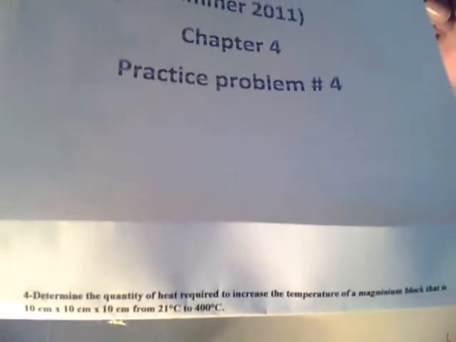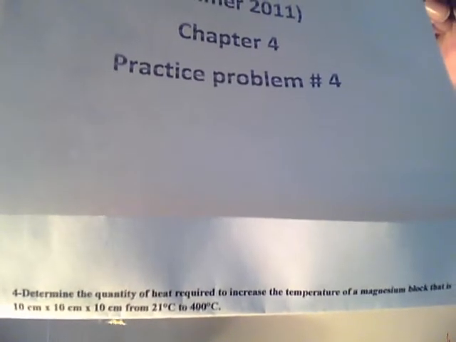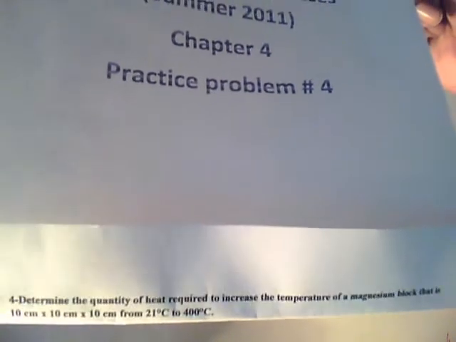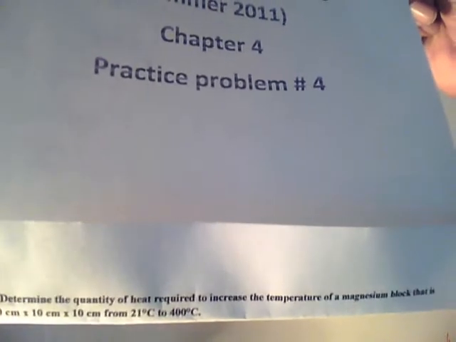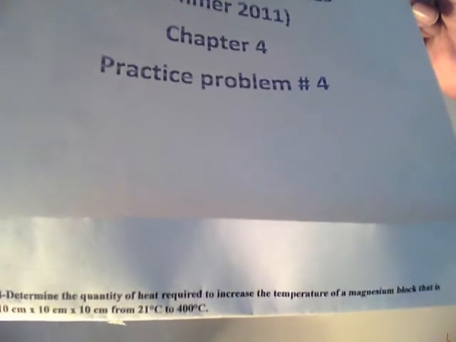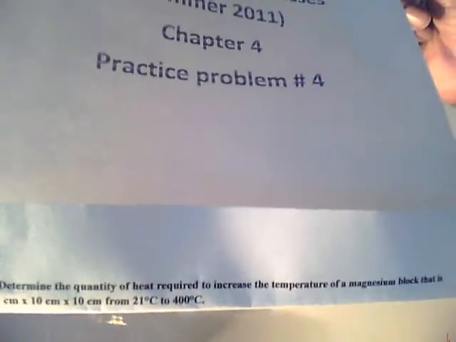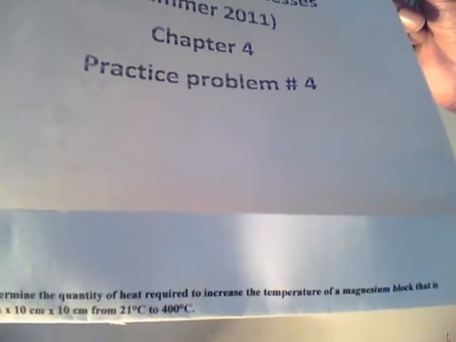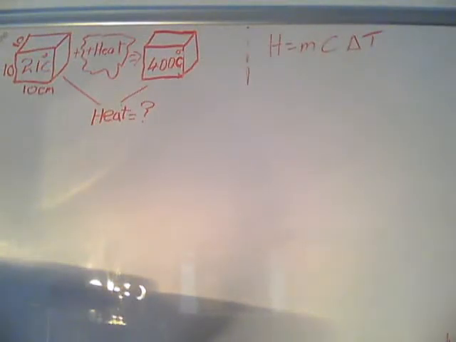Now let me show you what the problem says. Basically, we've got a magnesium block that's 10 by 10 by 10. The block is at a temperature of 21 degrees Celsius, and we want to raise that temperature to 400 degrees Celsius. What the question is asking is to calculate the amount of heat energy it is going to take to raise that temperature from 21 to 400 degrees Celsius. Alright, so let's get started.